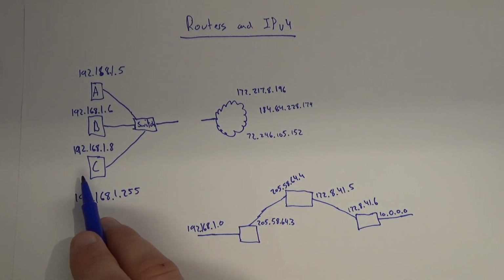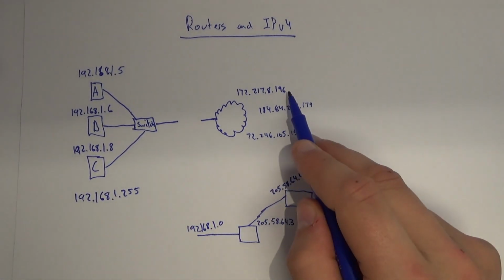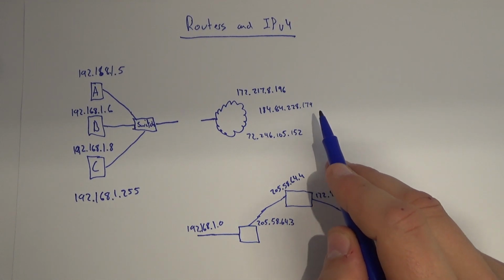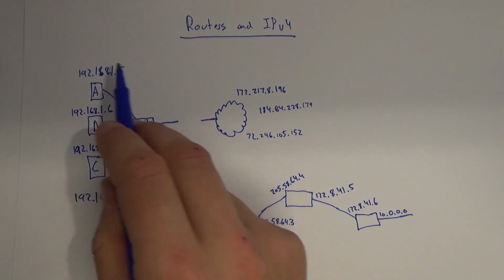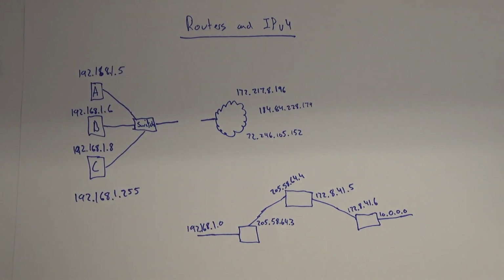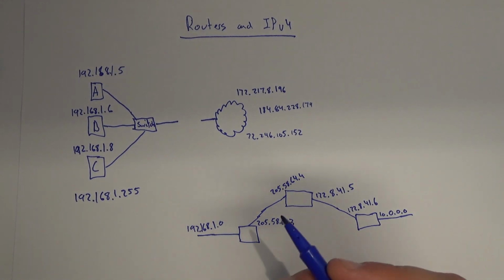Well, the question becomes, I've got the internet over here. I've got Google and Newegg and Amazon. How do I actually communicate with those different devices, those different IP addresses across the internet if all of my communication is limited to my local area network? Okay. Well, now we need a router.